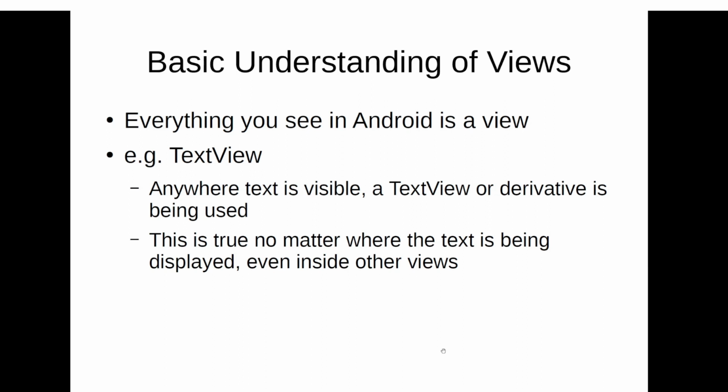And what we have to appreciate is that in Android, everything that we see is a view. And as I've mentioned before, some things that we don't see, such as layouts, are also views. For example, if you see text in an Android application, there is a 99.9% chance that this text is being displayed to you via a text view.